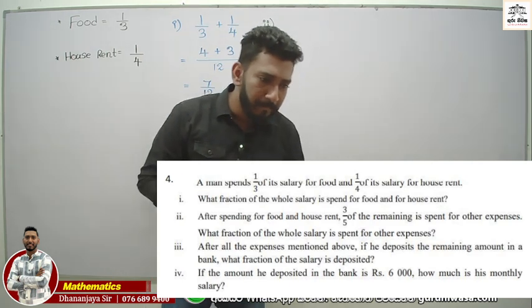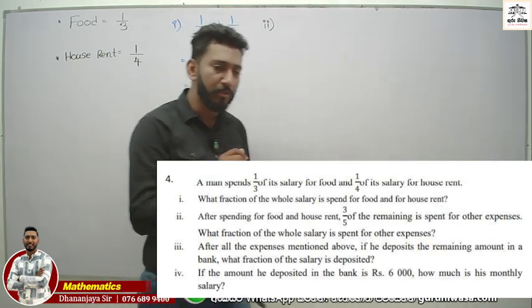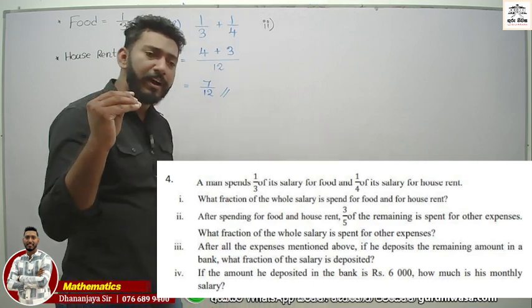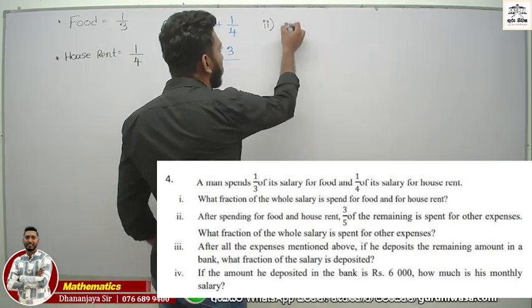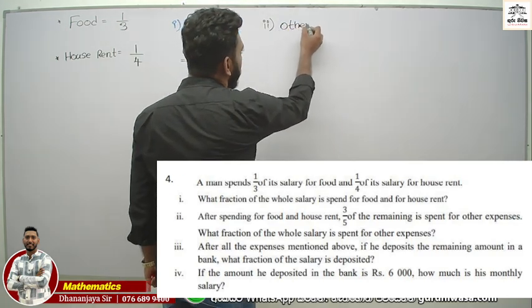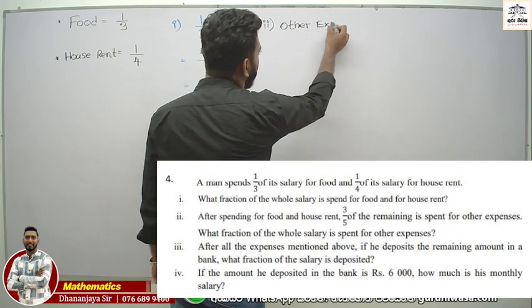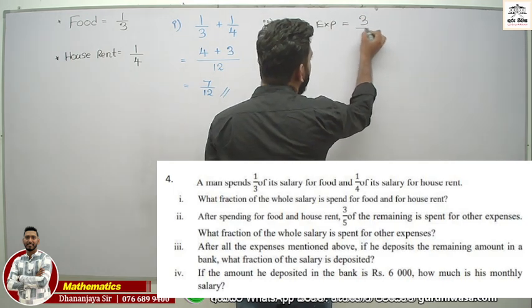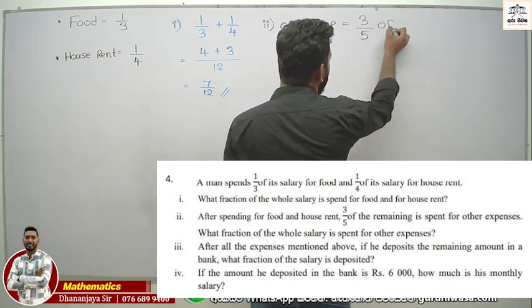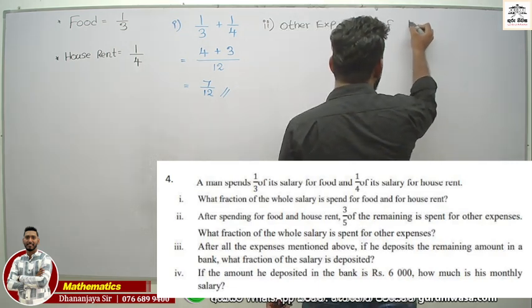After spending for food and house rent, 3 over 5 of the remaining is spent for the other expenses. Now this is a third scenario. Other expenses is equal to 3 over 5 of this remaining.